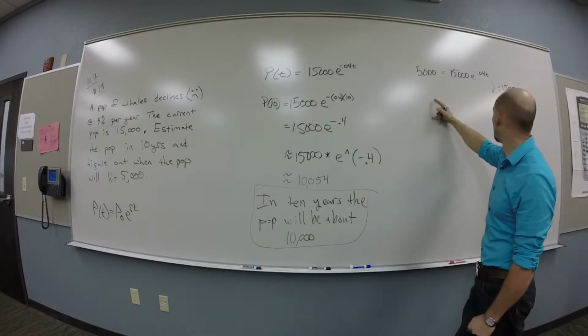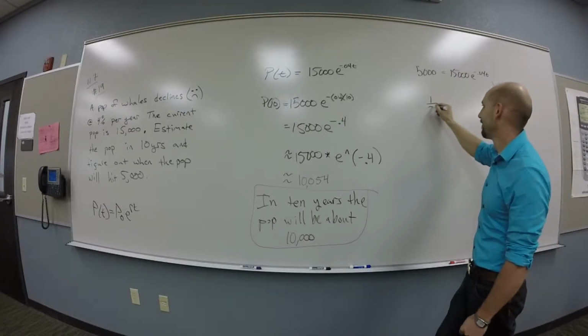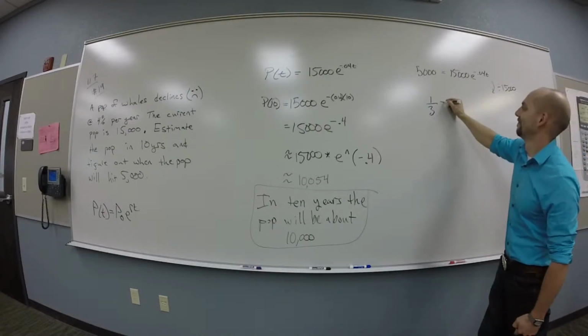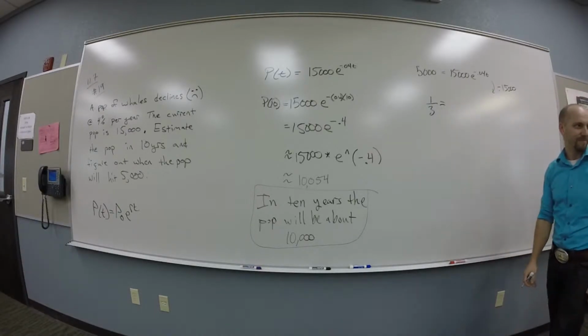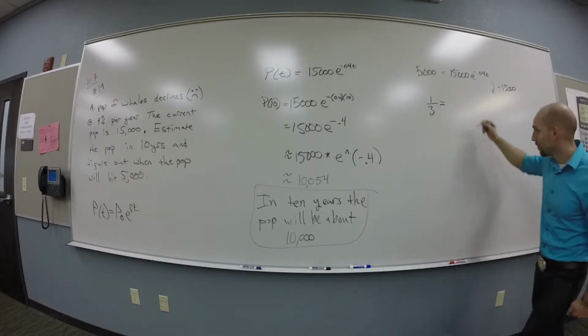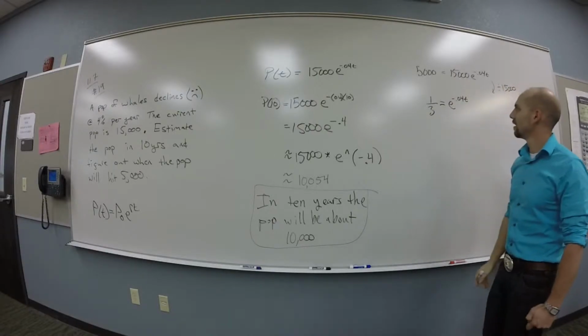What's 5,000 divided by 15,000? Ridiculously tiny number. That's still tiny. No. Oh, e^(-0.04t). Good. And then you natural log both sides.